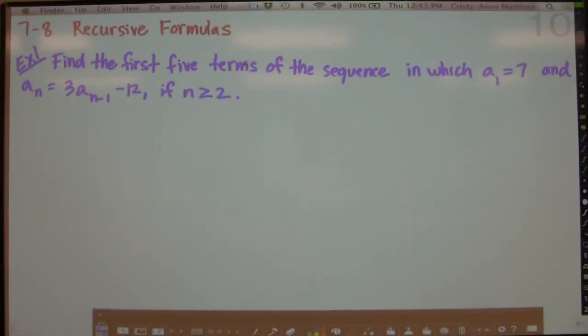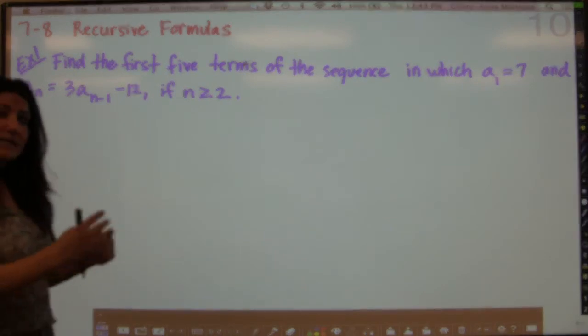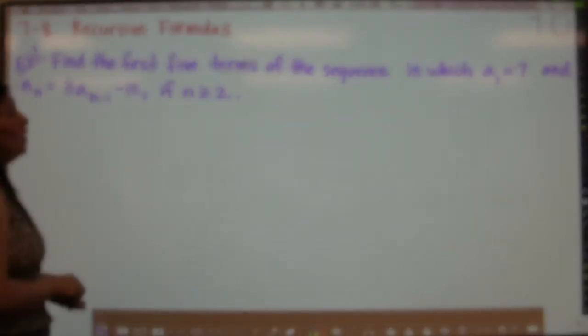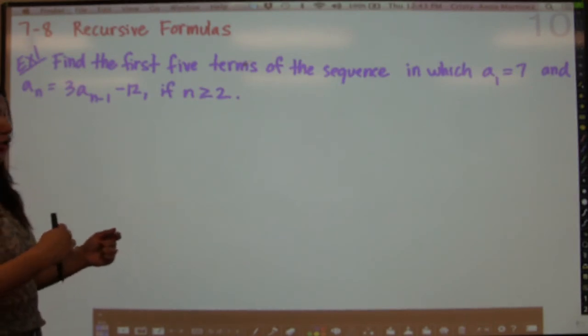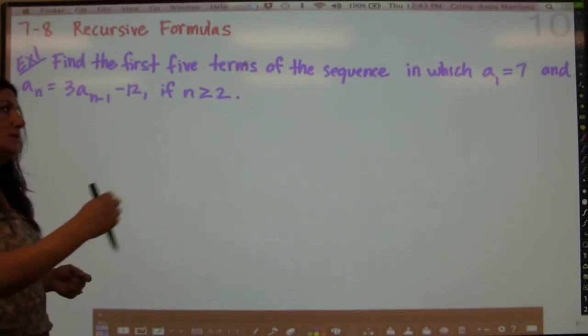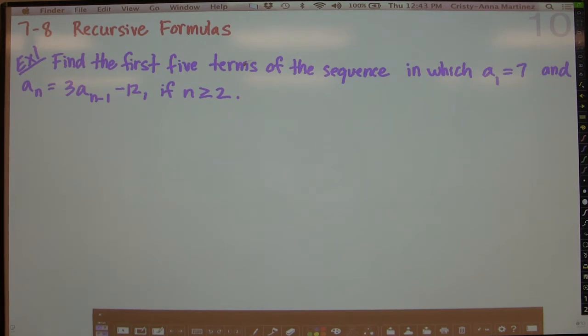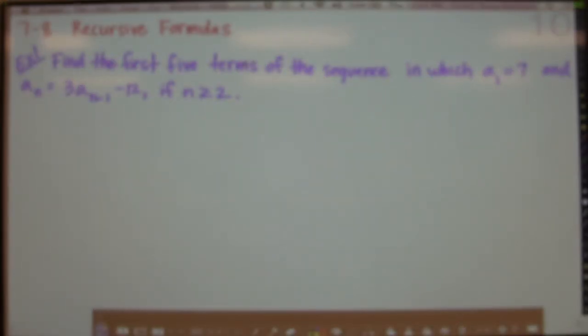A recursive formula is different in that it is something that is repeating itself, so to speak. In a recursive formula, you have to have the preceding term in order to figure out what the next term is. And so you can find the nth term of a sequence by performing operations to one or more of the preceding terms.